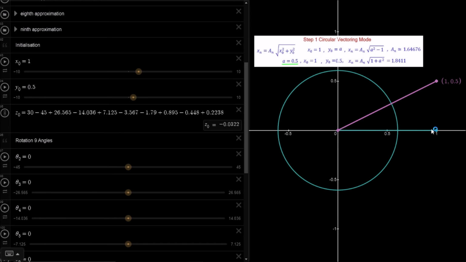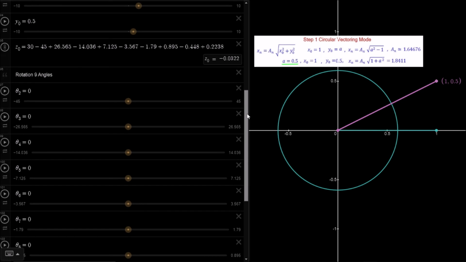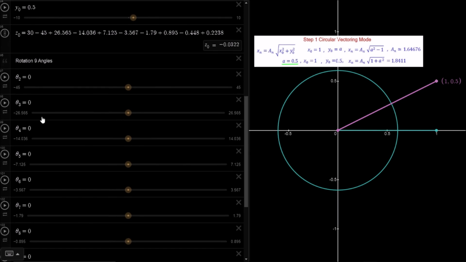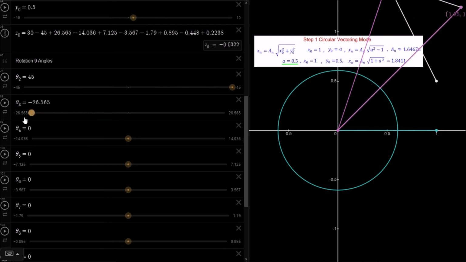So now that we've got this value down to 0, we're going to have to add on and subtract off the same angles to this vector here. But of course, we add those on and subtract them off down here. So we don't start off with the first angle here because this was our angle Z0. We're going to be adding on, subtracting off these angles. And again, it works the opposite way. We're subtracting off the 45, therefore we add on the 45. We're adding on the 26, therefore we subtract it off. We're subtracting off, therefore we add it on.